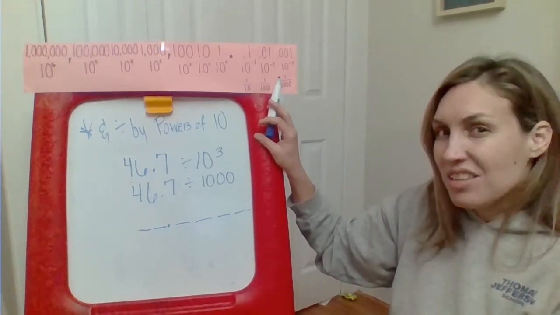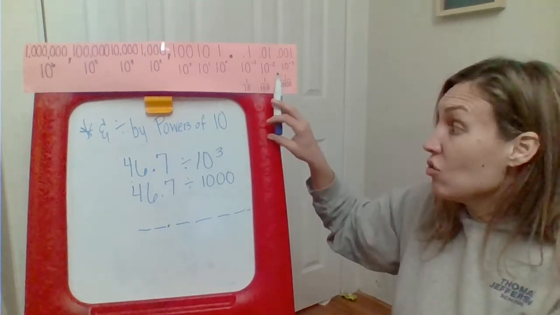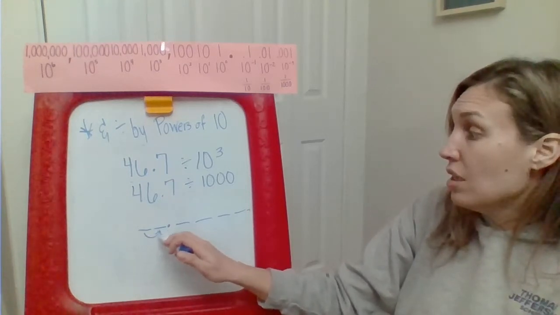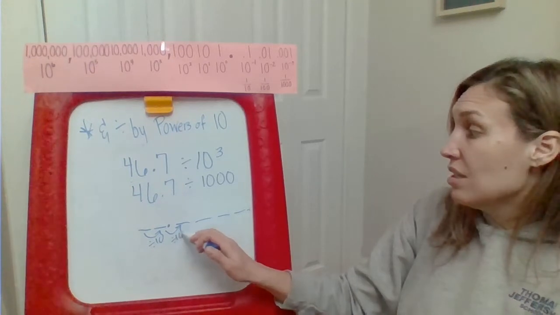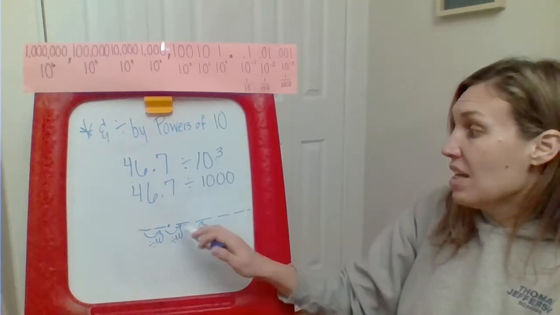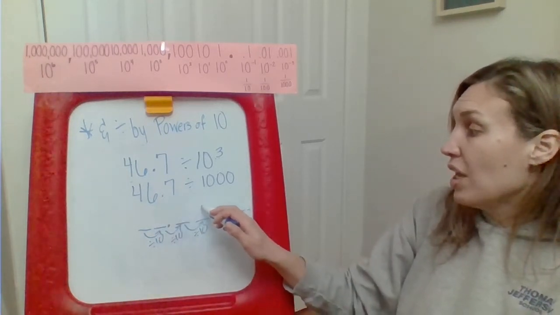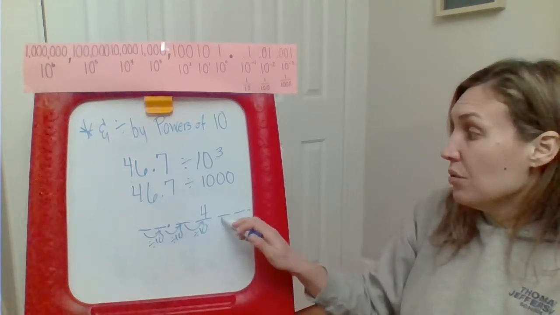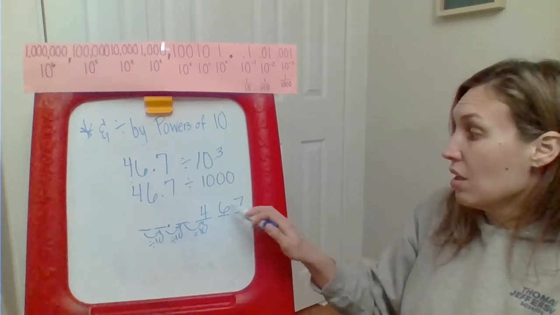Giving you time to answer. You're going to go to the right. Your digit is shifting to the right. It is decreasing in value. 1 divided by 10, 2 divided by 10, 3 divided by 10. 10 three times. So 1, 2, 3. The 6 was here. 1, 2, 3. The 7 was here. 1, 2, 3.